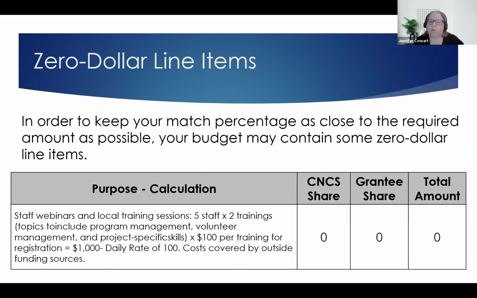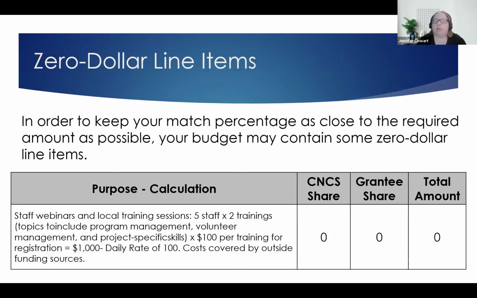As I said, you don't want to overmatch, right? But you are required to meet a certain match percentage. So to help with that, what AmeriCorps has talked about more and more in the last couple of years are $0 line items. This goes back to what we talked about at the very beginning, a program budget versus your grant budget. If you put everything from your program budget in there, your match percentage could be really high. So we want to show that you're still doing those things, but we want to have it as a dollar amount tied to your match, okay?